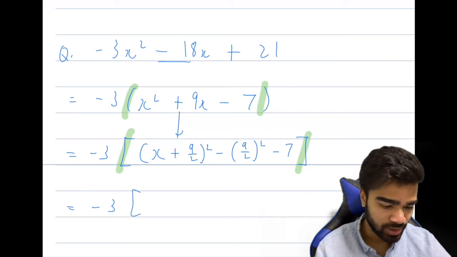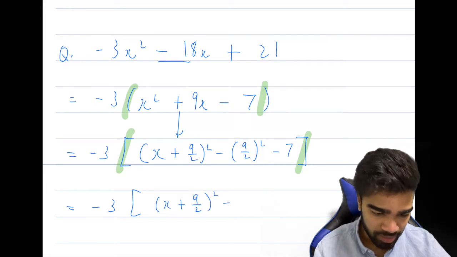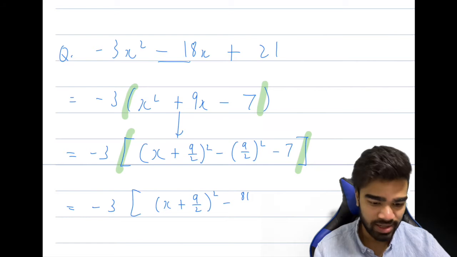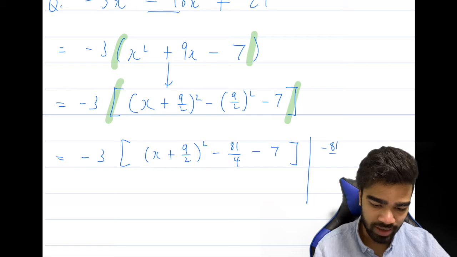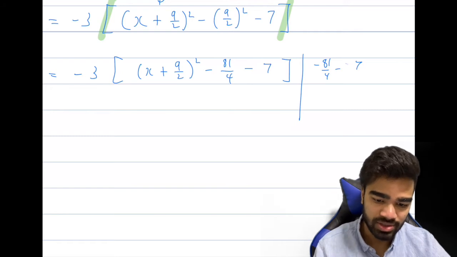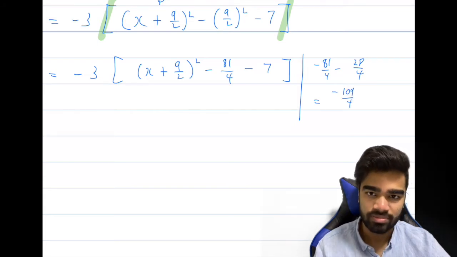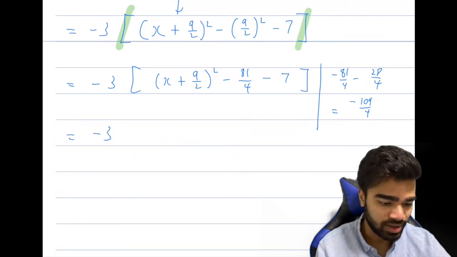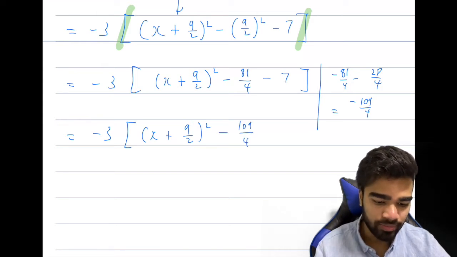Let's simplify. Square bracket, x plus 9 divided by 2, you can't simplify. So 9 over 2 squared minus, pretty much that's 81, 9 times 9 is 81, over 4, minus 7. Okay, so now we need to do negative 81 over 4 minus 7. So 7 you can also write as 28 over 4. So negative 81 minus 28 is negative 109 over 4. That's a subtraction. So what are you left with over here? Negative 3 times (x plus 9 over 2 squared, minus 109 over 4), like so.